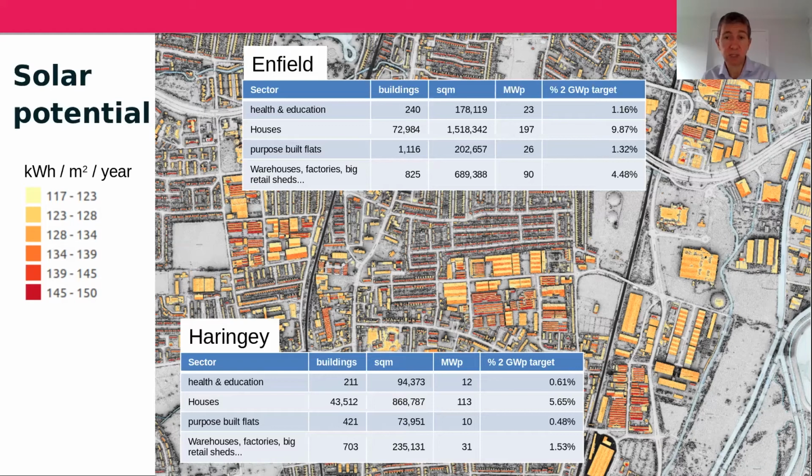Houses show the greatest potential, but that would involve solar panels on tens of thousands of houses. Alternatively, they have a lot of warehouses, meaning that I think for 825 warehouses, factories, and big retail sheds, they could achieve nearly 4.5% of the Mayor's 2 gigawatt target for the whole of London. Obviously, this assumes that those buildings have good quality roofs that would support the weight of the solar panels.